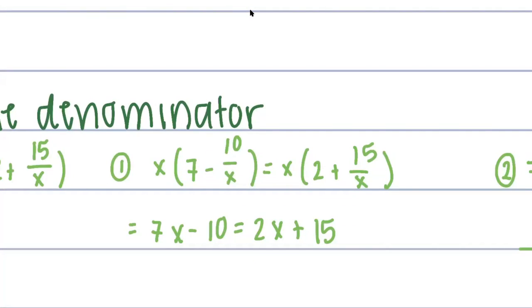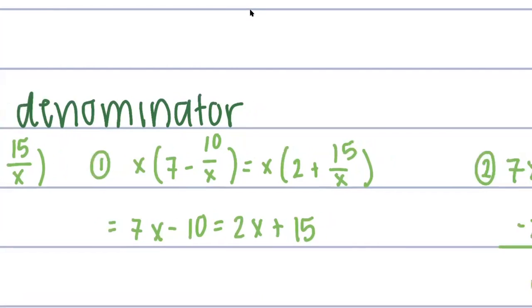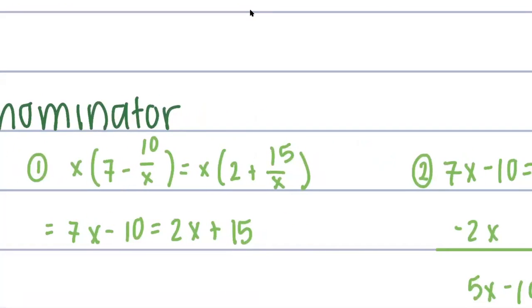Because when you apply the distributive property, you get 7 times x, which you see here, and then you get x times 10 over x. That's 10x over x, and then the x's cancel out, so you end up with 10. You can't forget your negative sign. So on the left-hand side, you have 7x minus 10, and on the right-hand side, you do the same thing. Multiply your x by the 2 and get 2x.